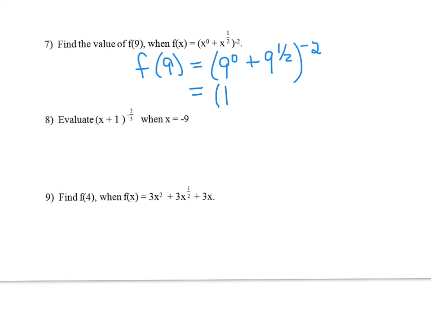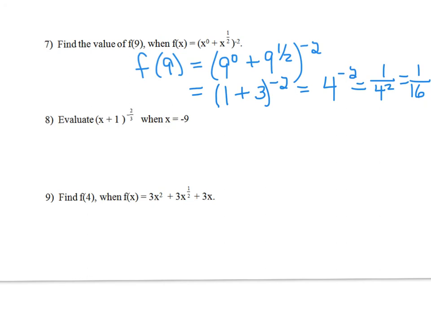So 9 to the 0 is 1. 9 to the 1/2 just means the square root of 9, which is 3. So I have 1 plus 3 to the negative 2. That, of course, is 4 to the negative 2. A negative exponent tells me take the reciprocal of the base and raise it to the positive exponent. So that's going to be a 1 over 16. As I go through these examples, it might be a good idea to look ahead and see if you can solve them, and then come back and see if your answer matches what we have in the video.